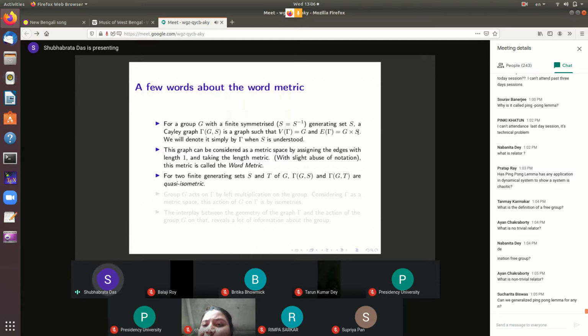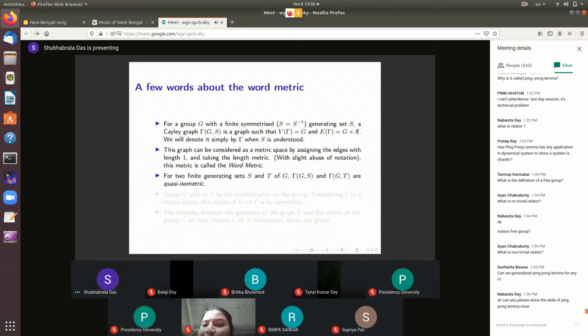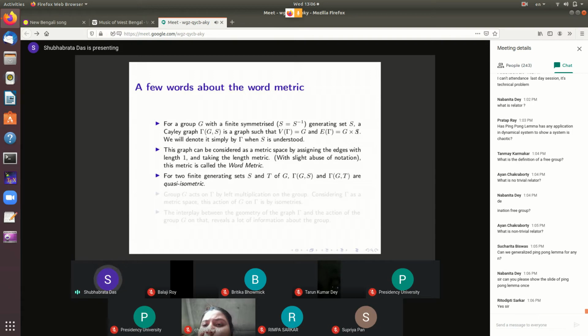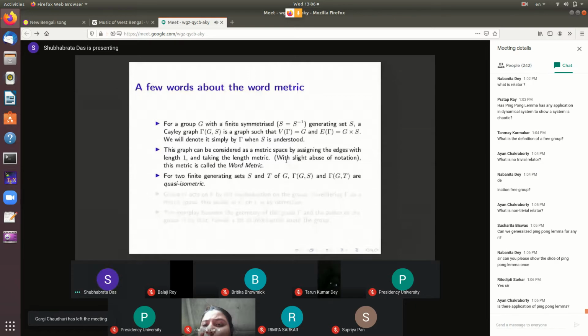And it does depend on the generating set S, but the dependence is not too much in order to do geometry, I mean, large scale geometry. And then this graph itself can be thought of as a metric space by assigning each edge to have length 1. Define each edge to have length 1 and then take any path in the graph. That path will have a length. Now it's a connected graph, so joining any two vertices, you take all possible paths. Now you have lengths for all of them. Take the infimum.